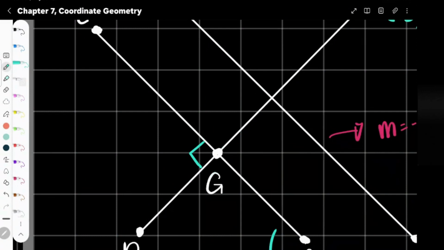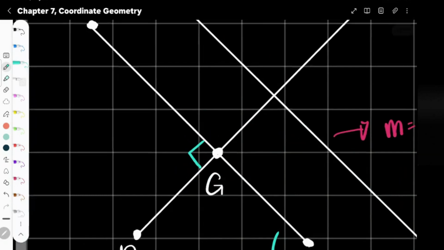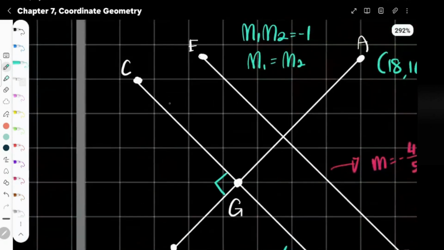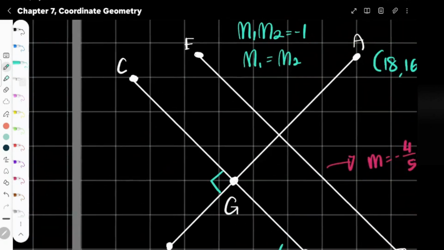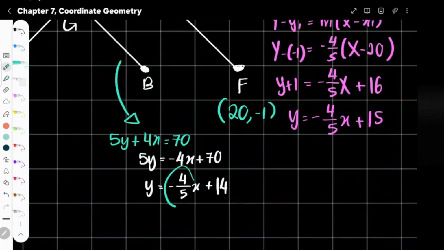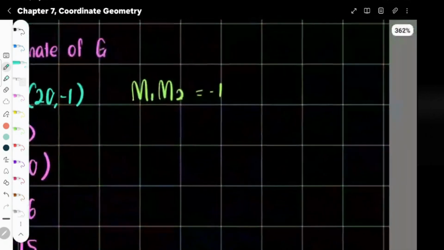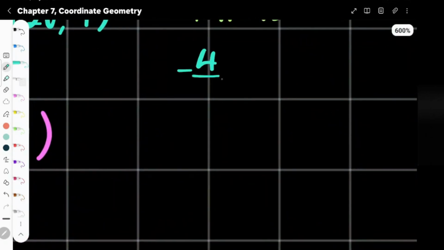We are focusing on this, right? And where is the perpendicular touching? These two lines here. So don't focus on this straight line, okay? Now, that means we are going to use the gradient for this one here. So what is the gradient for this one here? Negative 4 over 5, right? So the first gradient will be negative 4 over 5.